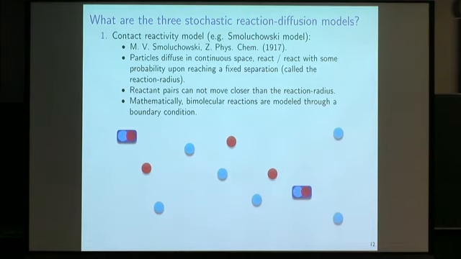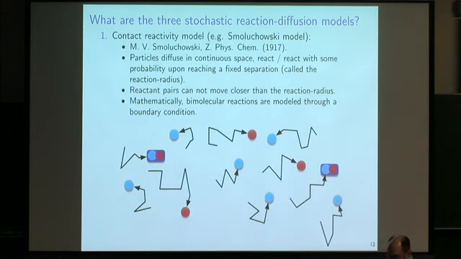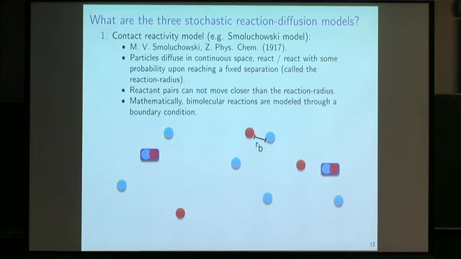The first one I'm going to talk about, I'm going to call the contact reactivity model. Some of you may have seen it called the Smoluchowski model. There's 2 versions of it. One is often called Smoluchowski. The other is sometimes called Collins-Kimball. The original version goes back to Smoluchowski, and basically now we think of our molecules as moving around in continuous space by Brownian motion, so every molecule just diffuses around. And then reactions happen when molecules reach a fixed separation.